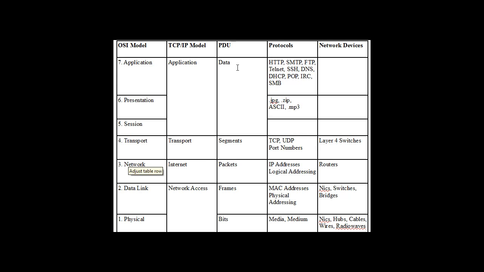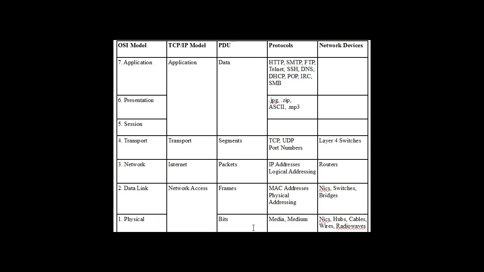We talked about the protocol data units at each layer. We talked about some of the protocols that function at each layer, and there are many more protocols than just listed here. These are just some of the basics, and they're not all protocols. Like when I put media and medium here, that's not a protocol, right? I just stuck it in there because it's nice to know that at layer 1, if they say media or medium, they're talking about the wire, radio waves, cables, hubs, but this is not a protocol per se.